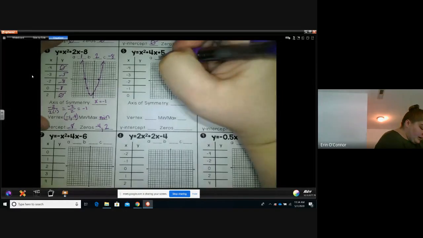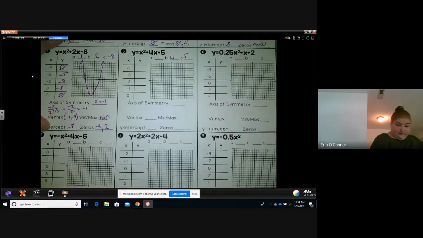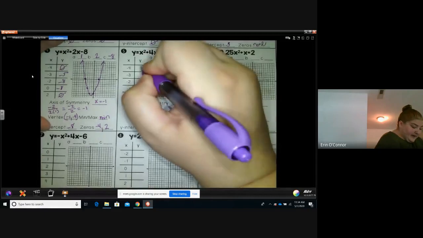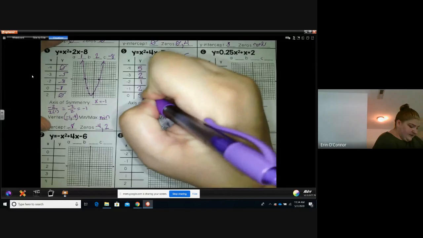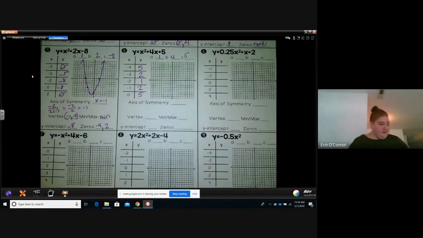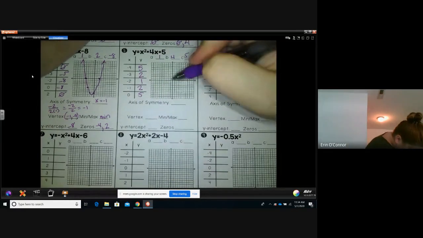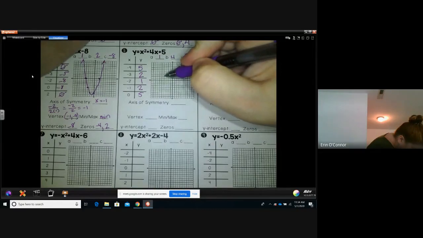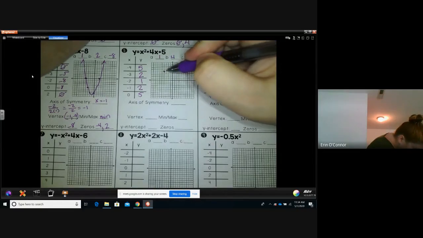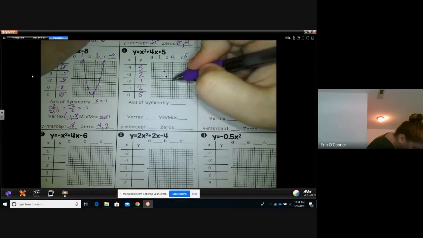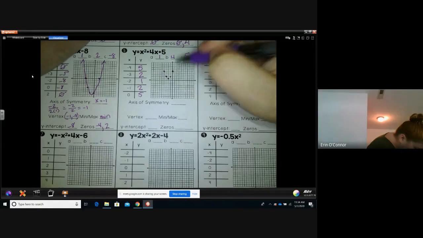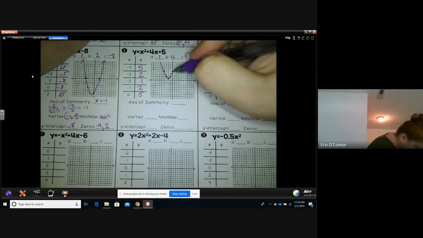So we get 1, 4, 5. Here we're going to get 5, 2, 1, 2, 5, and all I did was plug those into Desmos for you. We go to -4, 5, -3, 2, -2, 1, -1, 2, 0, 5, and I'm going to draw it.